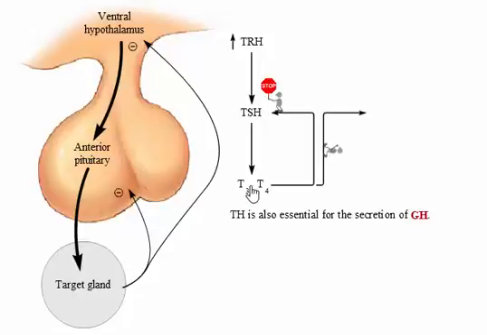Thyroid hormone is also essential for anterior pituitary cells to secrete growth hormone. Click GH to continue.